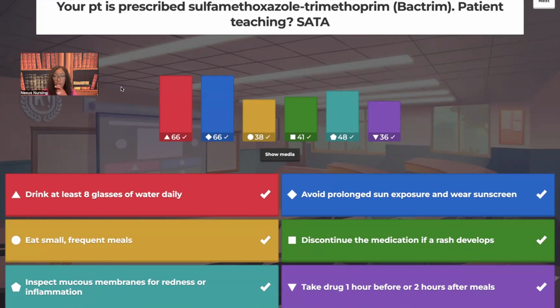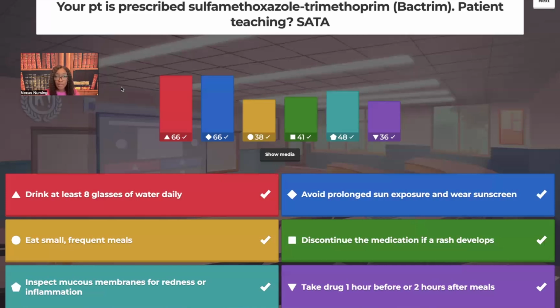Let me tell you something. When it comes to this drug, Bactrim, this is a sulfonamide, and one of the adverse reactions is Stevens-Johnson syndrome. This is a lethal, deadly skin disorder. We don't play with that. You tell the patient, if you get a rash, stop taking the drug immediately and notify your healthcare provider. You have to come in. We have to assess you.